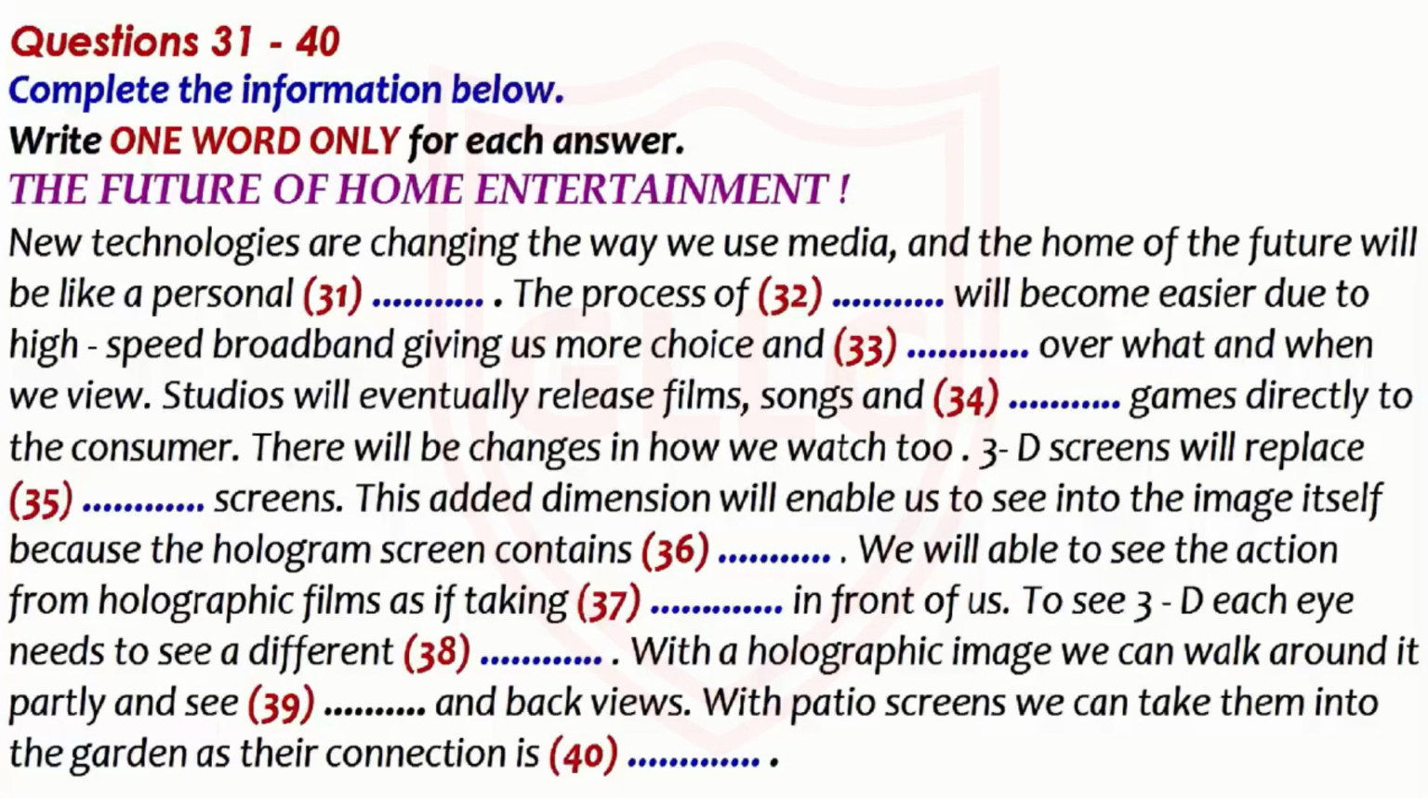Now, most home entertainment these days is delivered over wires, but this is changing thanks to high-speed broadband. Downloading will become easier, and studios will eventually release movies, songs and video games directly to the consumer. So, for example, instead of a film opening on the big screen and eventually appearing on television, video and the internet, it can appear in all formats at once. This means that we will have more choice and control over the media we use.